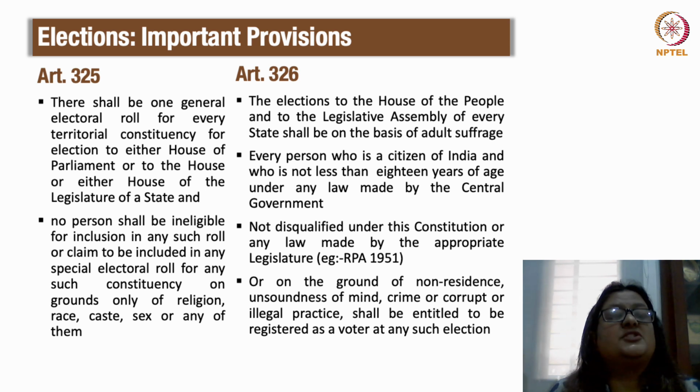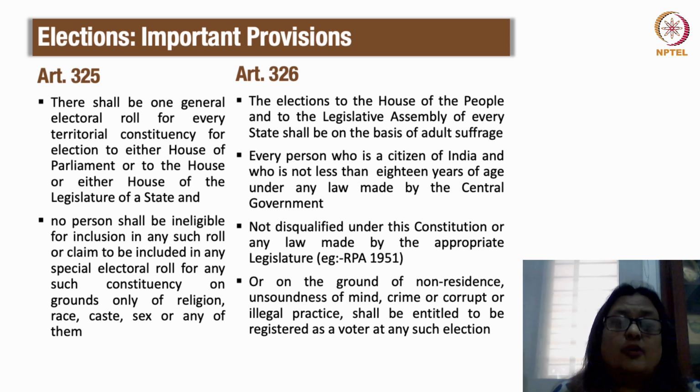So there shall be one general electoral roll for every territorial constituency. For example, any person who is a citizen of India, prescribing the rules for having the right to vote, shall have his name in the electoral roll. Every person shall be eligible for inclusion of his or her name in such roll in any such constituency. He cannot be discriminated against on the grounds of religion, race, caste, sex, or any such limitations.